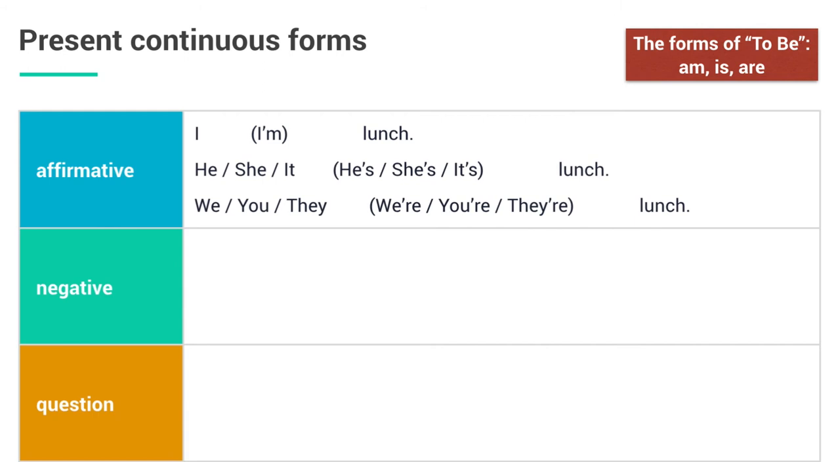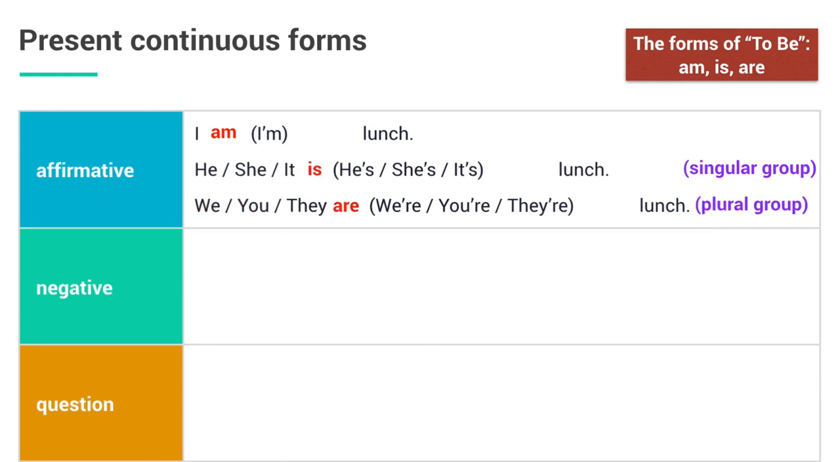To make a sentence in the present continuous, here's what you need to do. First, you simply add the verb to be right after the subject. Remember, different subjects come with different forms of the verb to be. The subject I goes with am, the singular group goes with is, while the plural one goes with are.